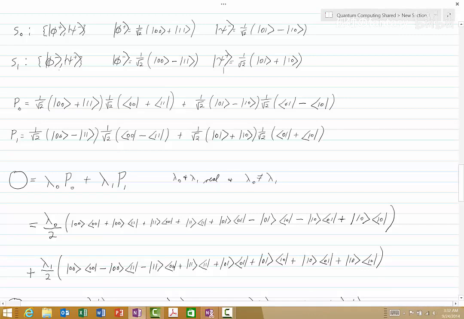Okay, for P0, as was mentioned before, we have two terms here in P0, and notice that in each one of those terms, we have a 1 over square root of 2 and a 1 over square root of 2. So that's a 1/2. And remember that P0 is getting multiplied by lambda 0. So I'm just going to pull that 1/2 out of both of these terms and write lambda 0 over 2 out front.